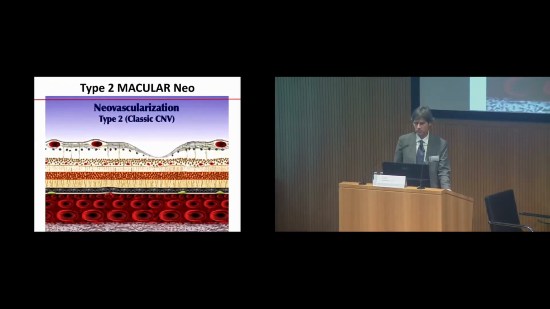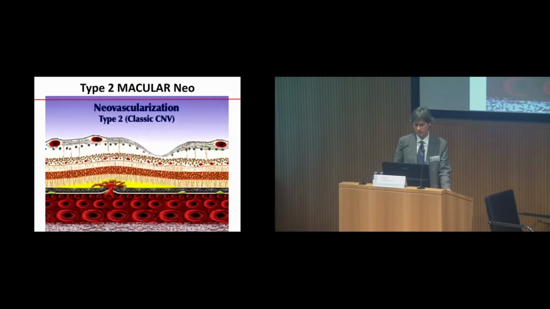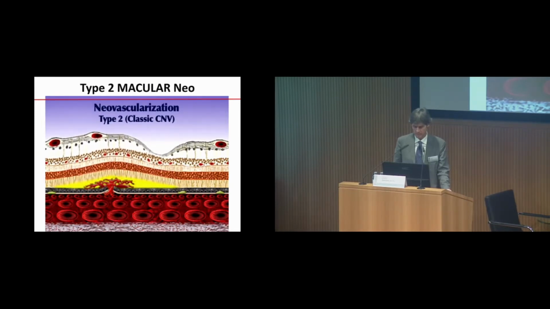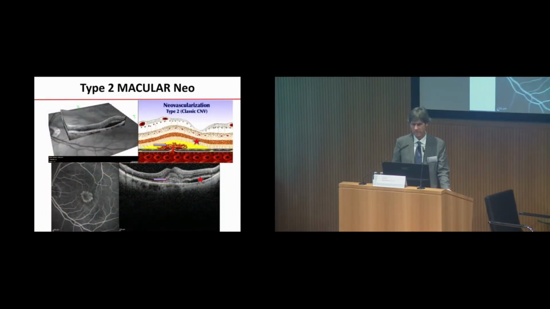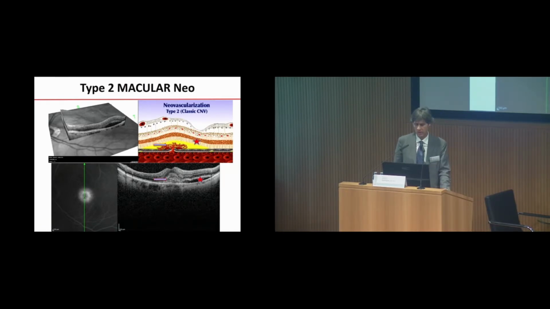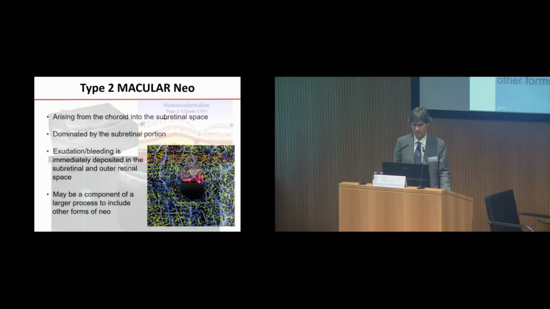Then we have type 2 neovascularization. They are growing through the RPE, so in the subretinal space. They are also called visible because they have passed through the RPE, so they are well visible on FA. But because of this early exudation and leakage of dye, all the details are not visible on FA.